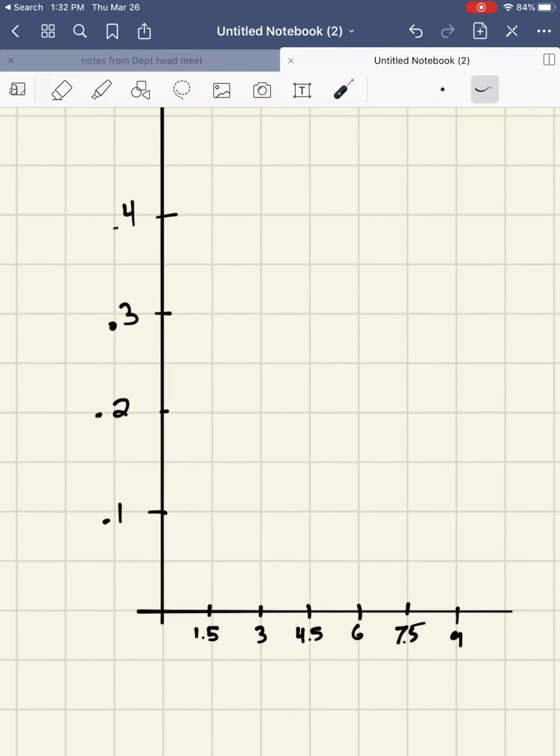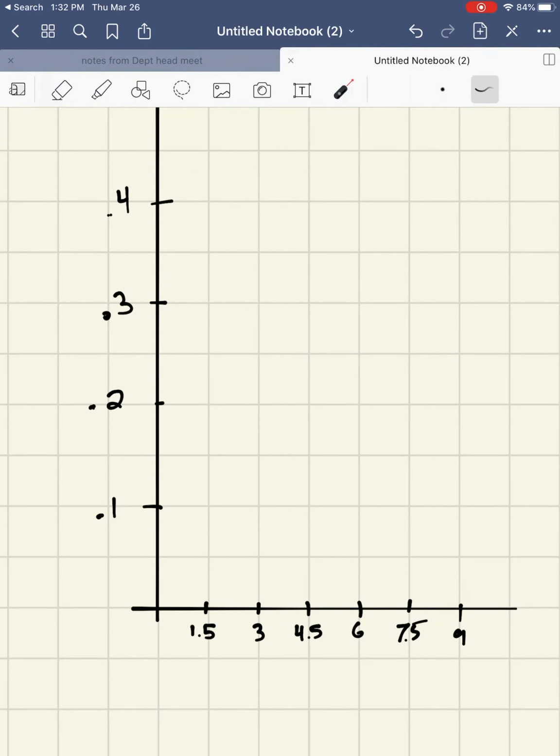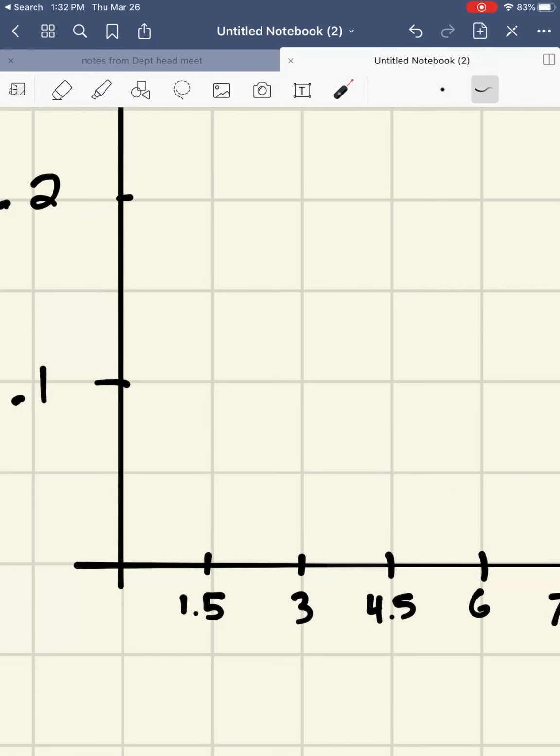Now I've already scaled the x-axis, so each marking is one interval width. The first interval goes from 0 to 1.5, then 1.5 to 3, and so on. For the y-axis, I've gone by 0.05, so 5% here, 10, 15, 20, 25, 30, 35, and 40, because the highest percentage point I have is 0.3 repeating. So I just need to make a bar that is approximately 0.06 repeating high for the first interval.